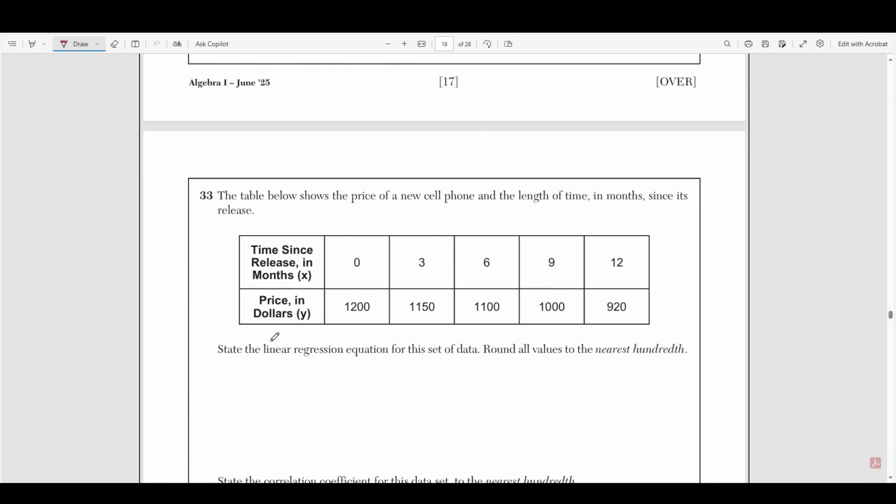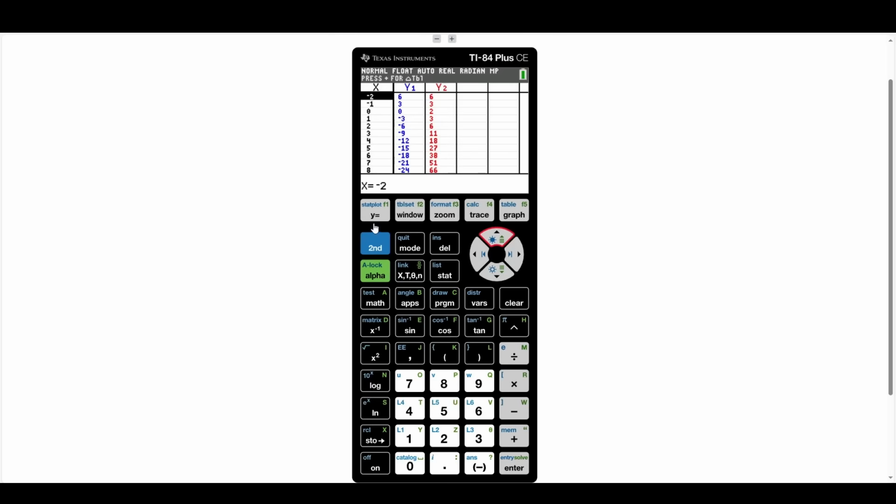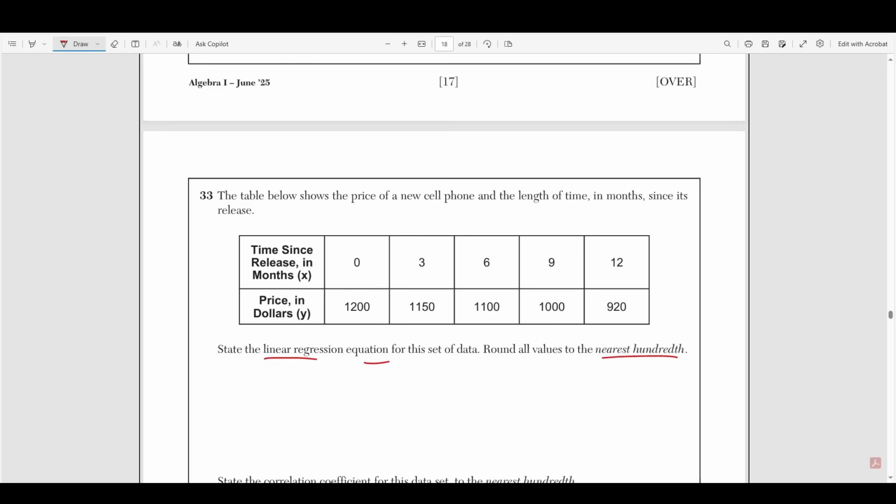Nice. Number 33 says the table below shows the price of a new cell phone and the length of time in months since its release. It wants us to state the linear regression equation for this set of data and to round all values to the nearest hundredth. So to do linear regression, you need to go into your calculator, press stat, and press edit. And what you're going to do here is you're going to make sure that wherever you see x, this column, this whole row is all of the x values.